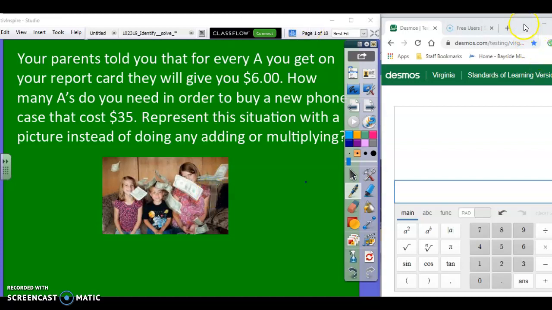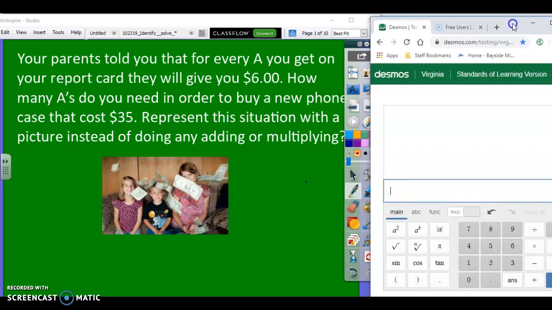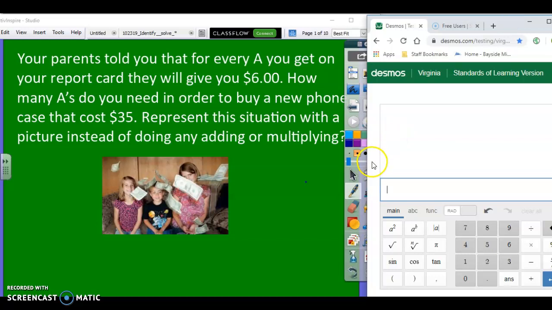All right, hi everybody. This is today's lesson. We're going to be looking at proportions again. Just trying to get my calculator all the way on the screen for you.